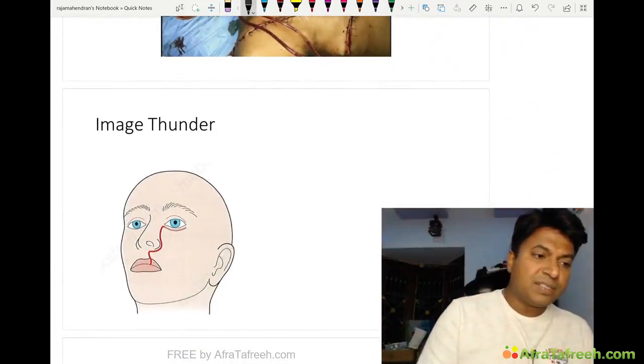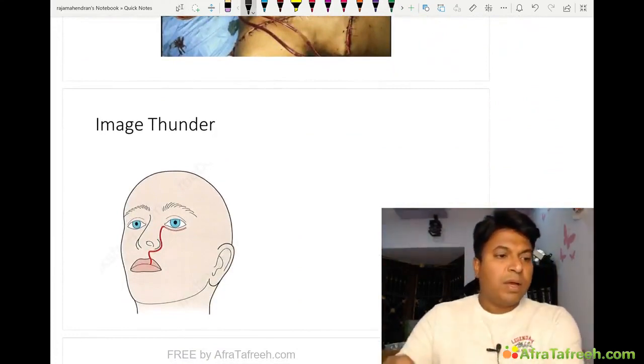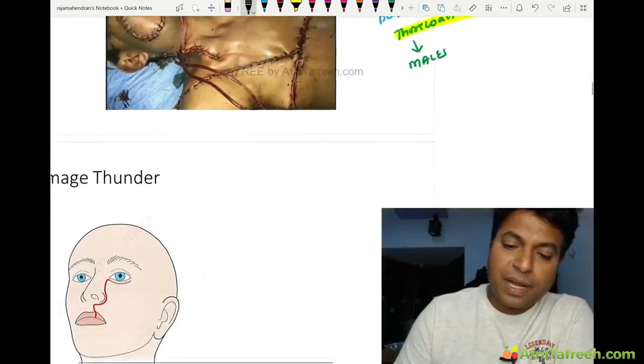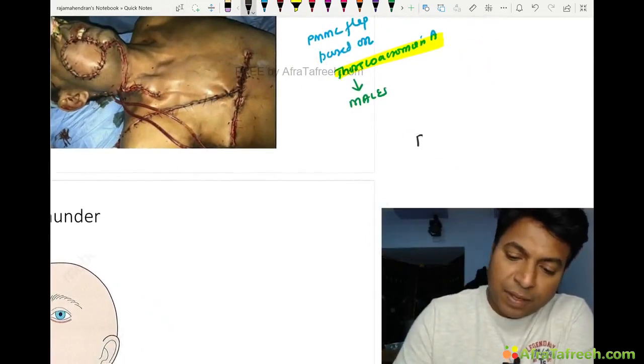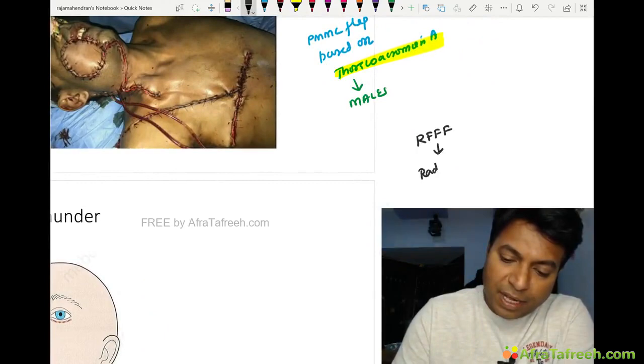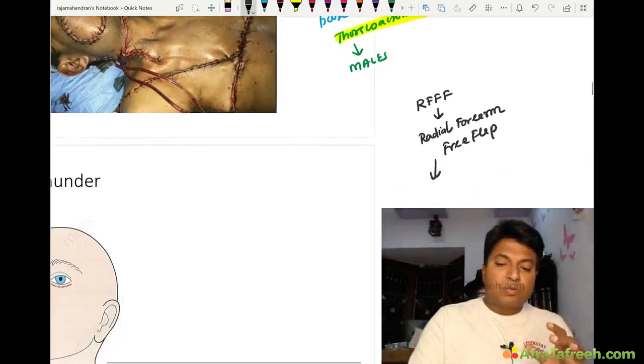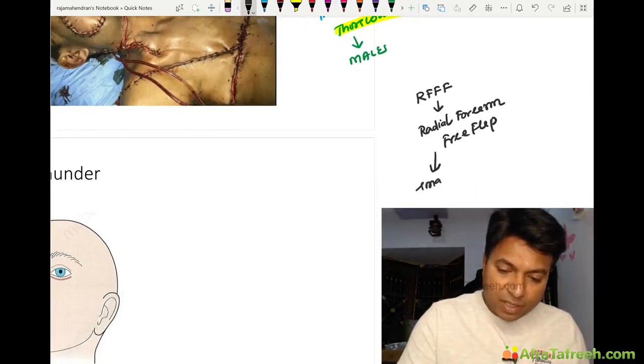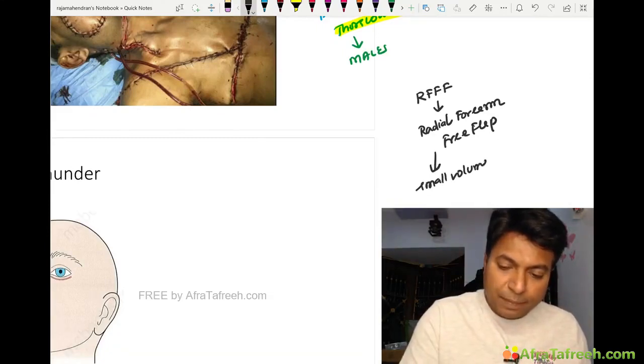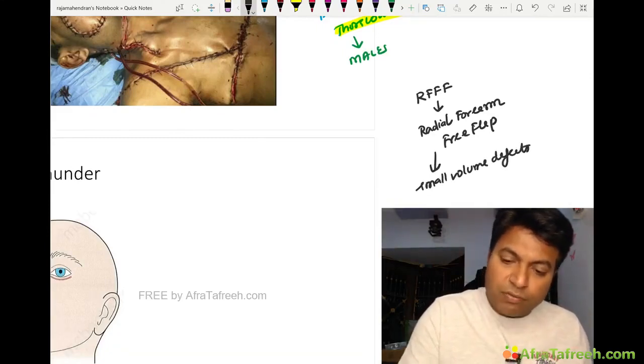100 times asked image. What is this? So RFF flap, radial forearm free flap. RFF is nothing but radial forearm free flap. It is used for small defects, not for bigger defects. Small volume defects, we use RFF flap.